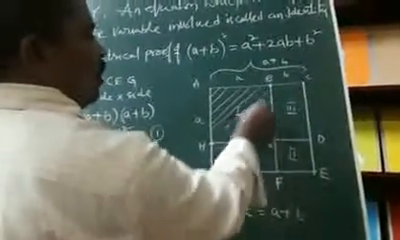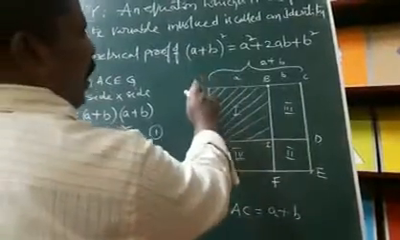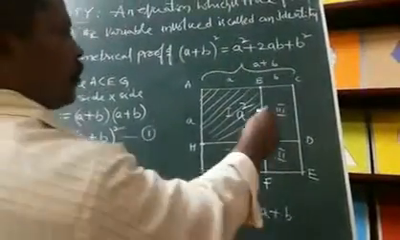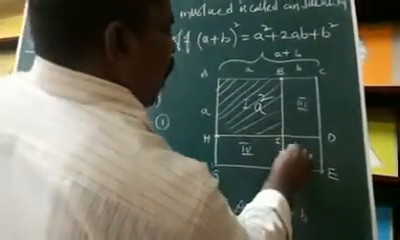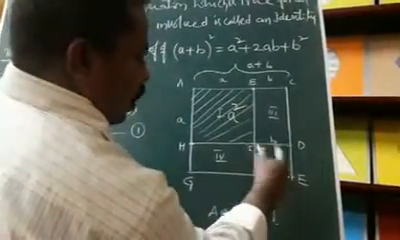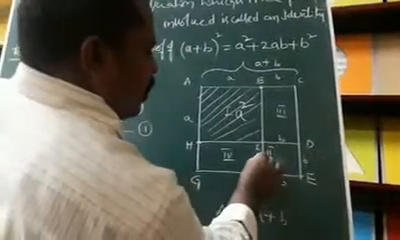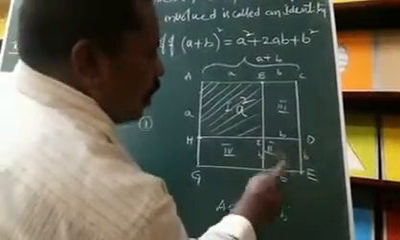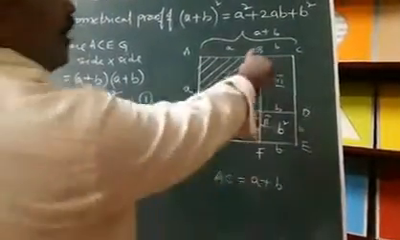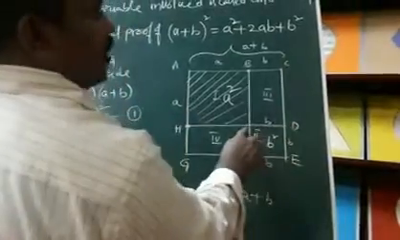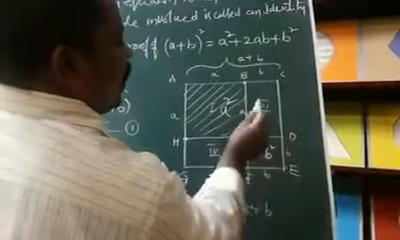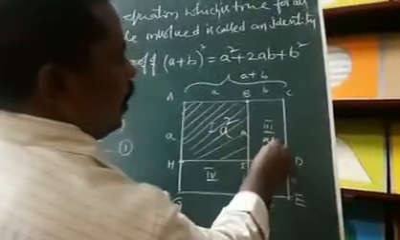See, the area of the square ABIH is a square. Now what is the length of this side? b. This is also side b, this is also side b. Therefore it is also a square, so side into side, b square. BCDI is the rectangle. Now what is the area of the rectangle? See here, this side is a into b, ab.